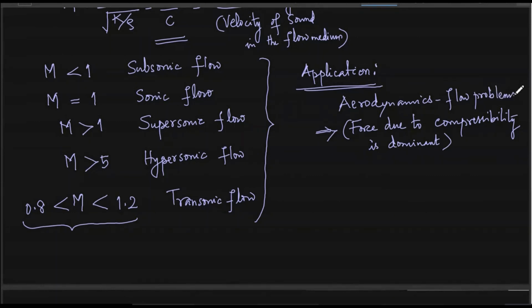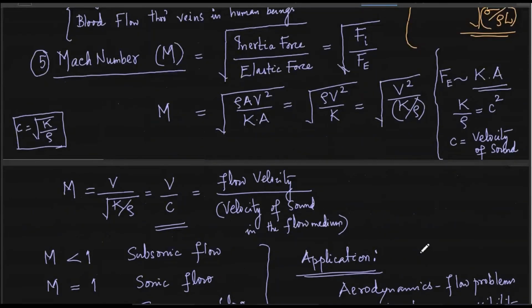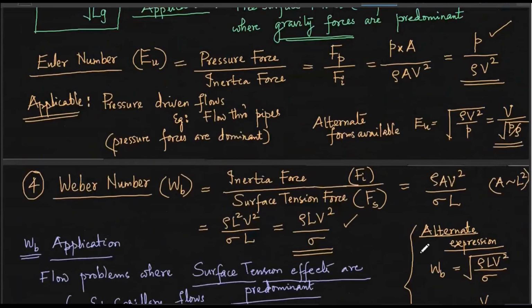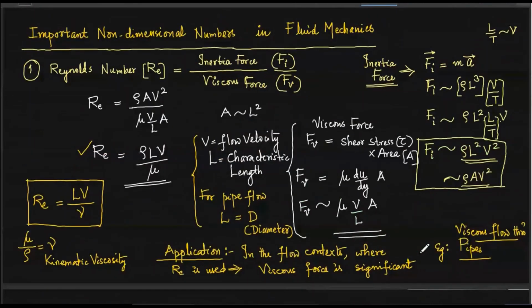So in short, today we discussed 5 important non-dimensional numbers: Reynolds number, Froude number, Euler number, Weber number, and Mach number. And the typical applications or 1 or 2 examples for these flow areas where each of these non-dimensional numbers are prevalent, that also you should remember.